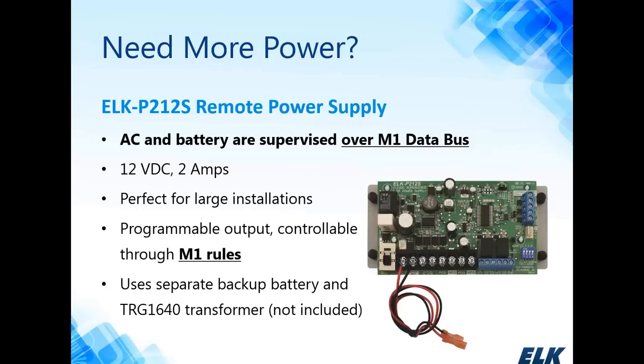So let's say, for instance, we need to drop power off of some remote 4-wire smoke detectors. We could do that through the RP rule engine.